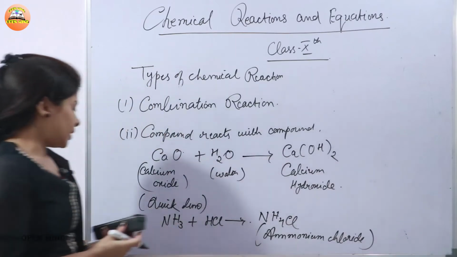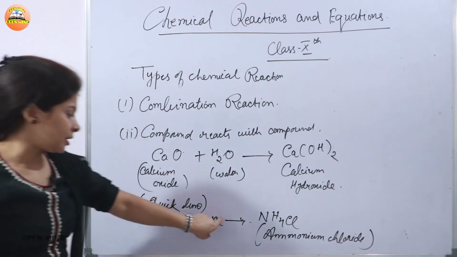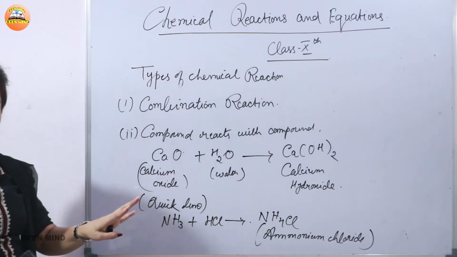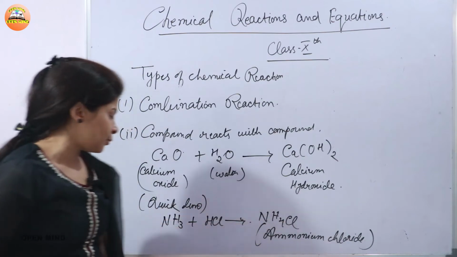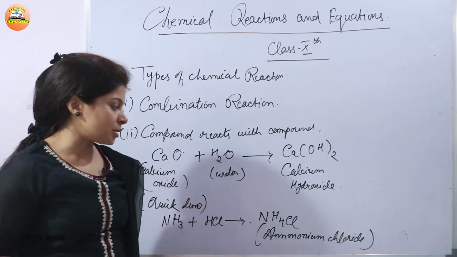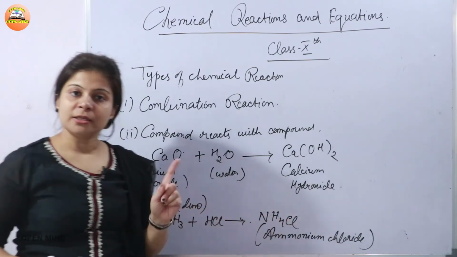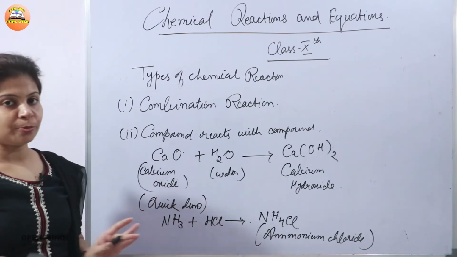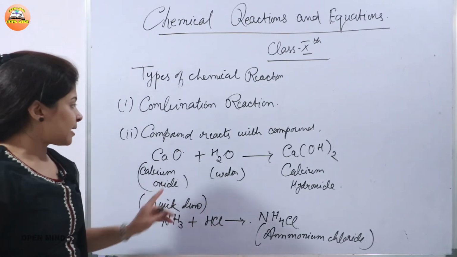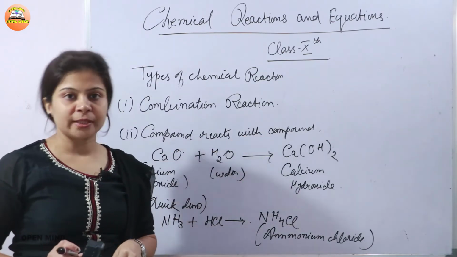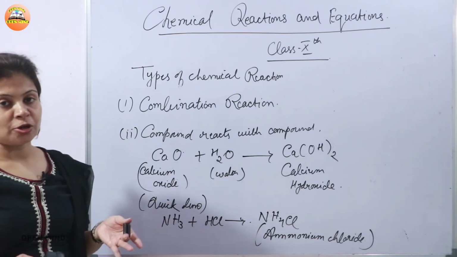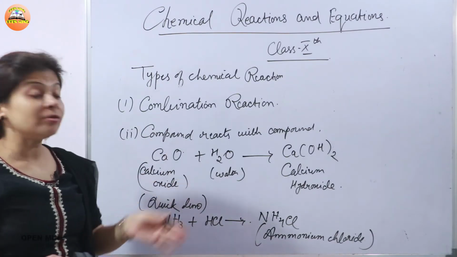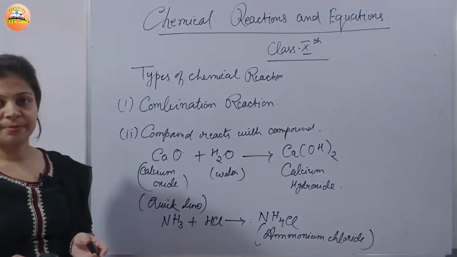Okay, now NH3, here it is 1 N and 3 H, plus 1 H, so total 4 atoms of hydrogen. Nitrogen is 1, so it is 1, and chlorine is also 1, so it is 1. So this kind of equation is balanced, so no need to balance it anymore. So this is an example when a compound reacts with a compound.